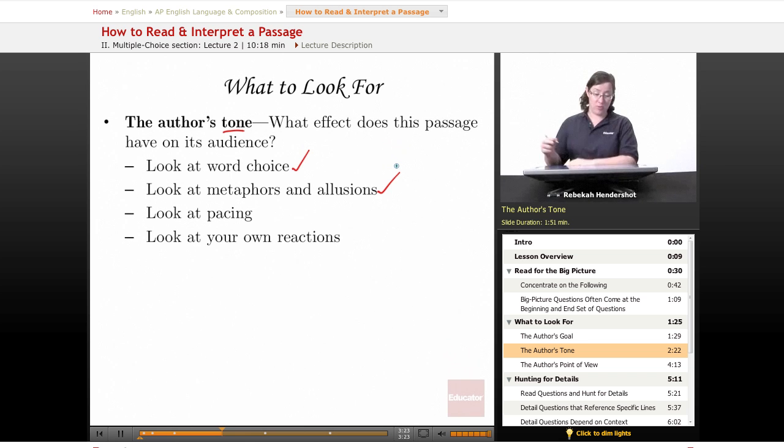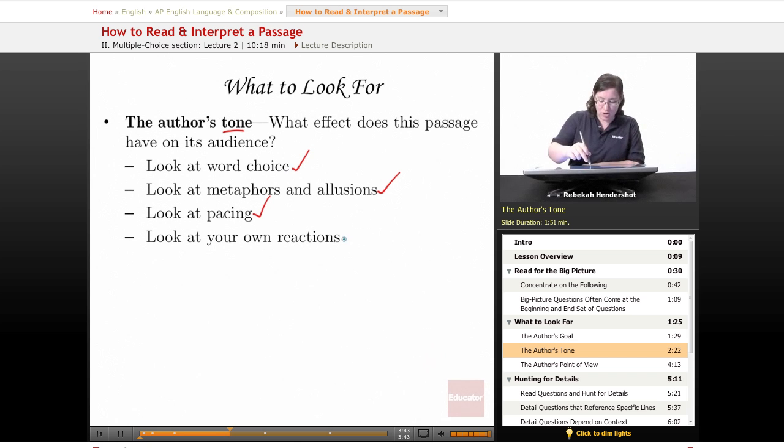That tells you tone. Then look at pacing. Does the passage move along really quickly? Is it kind of slow and ponderous? Are the paragraphs long or short? Are the sentences long or short? Does he use a lot of exclamation points? Does he use semicolons and sentences that go on forever? All of that will tell you tone.